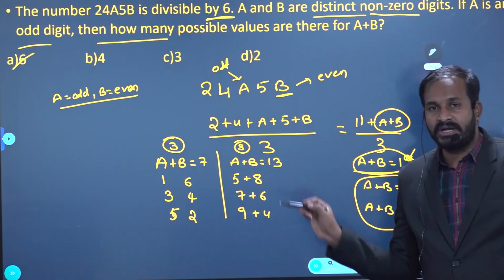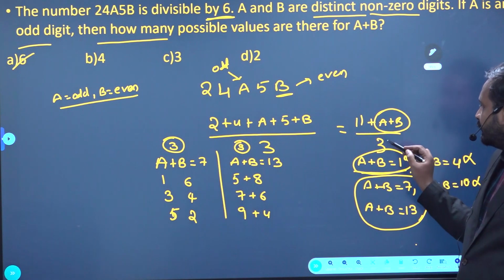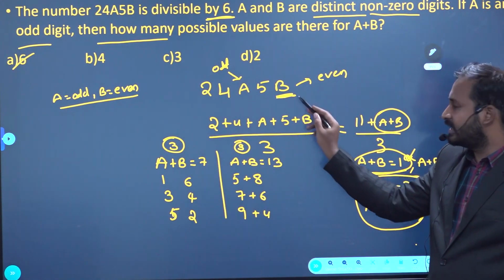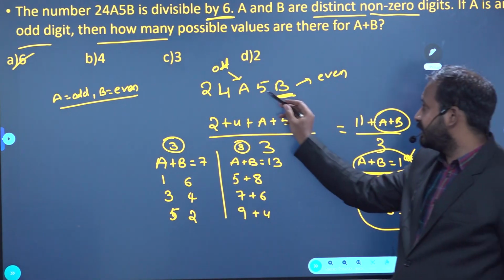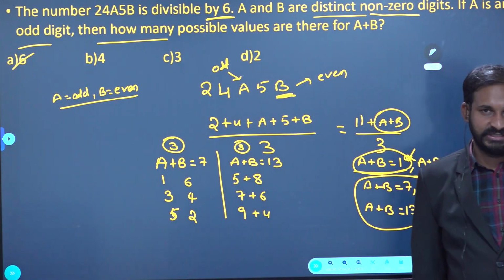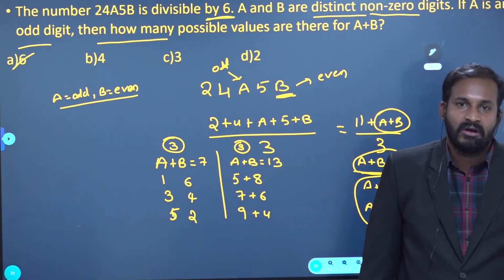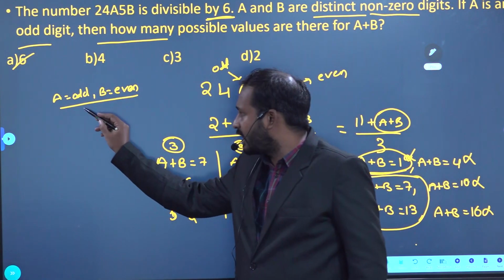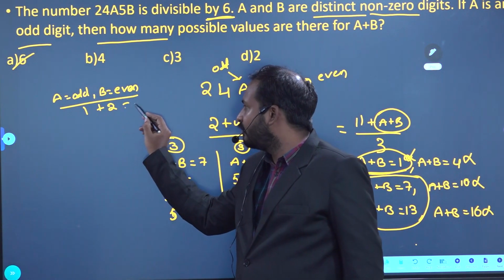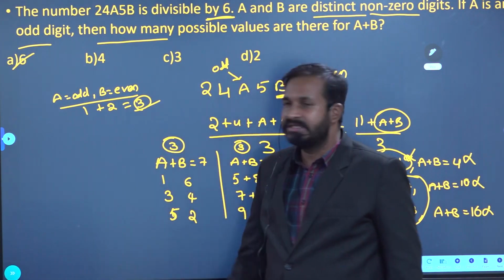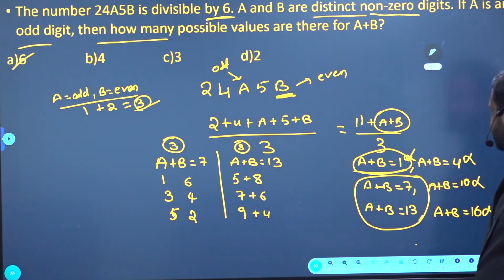See students, we should write it very carefully while writing these things. First, we can understand that B should be even, and in the question they clearly mentioned A is an odd integer. So, the sum of odd and even will always be odd. If you have any doubt, take one random example. 1 plus 2, what is it? 3. 3 is an odd number, right? Because of that reason, we cancelled 4, 10 and 16.